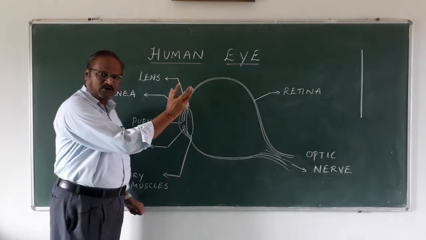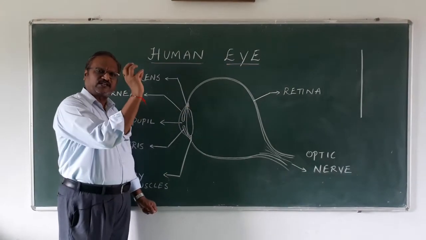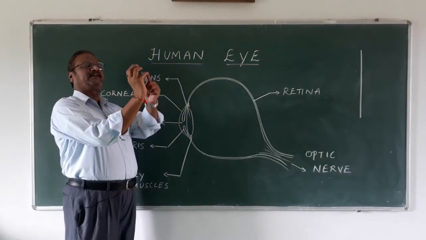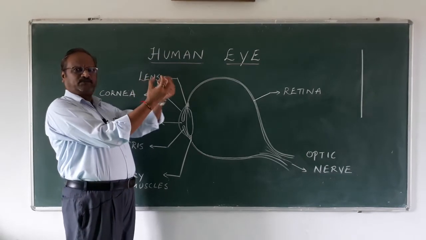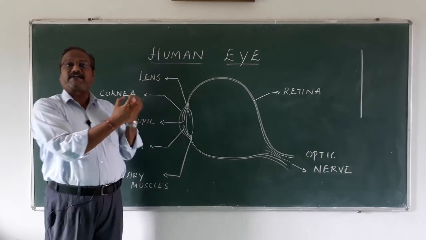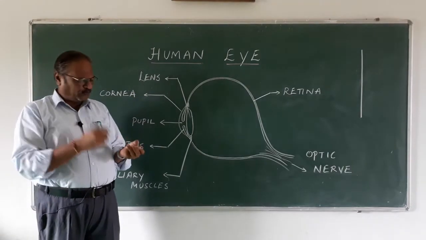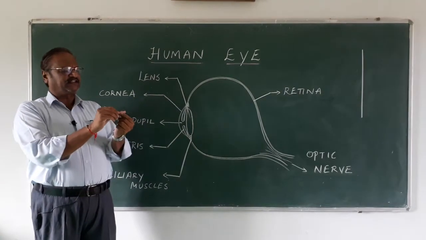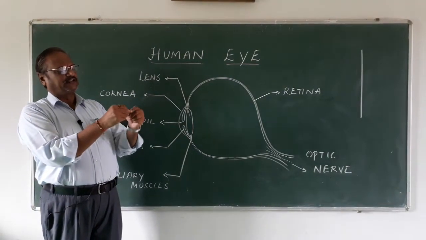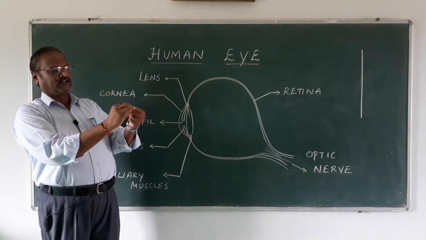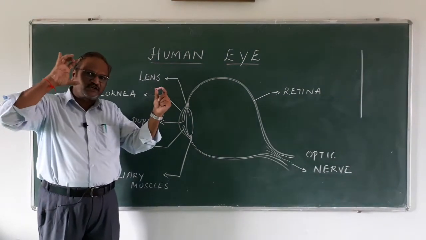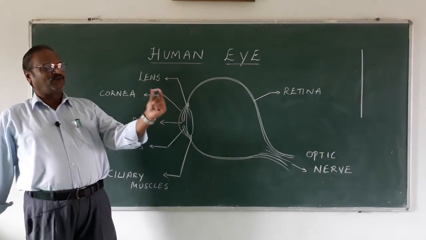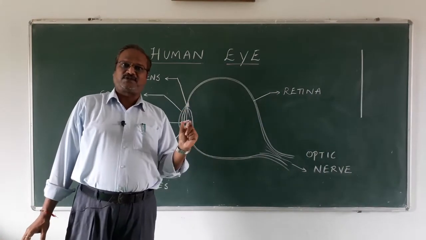It looks like a ball. Inside you can see it's like a small ball. And the diameter of this ball is around 2.5 centimeter. What is 2.5 centimeter? This is length, you can say 1 centimeter, this is 2.5 centimeter. The whole eye structure inside is just 2.5 centimeter.